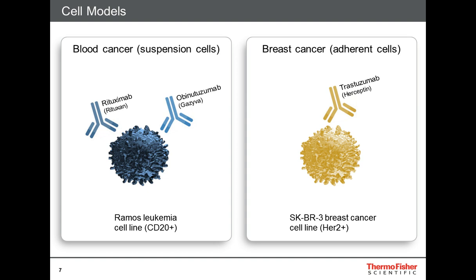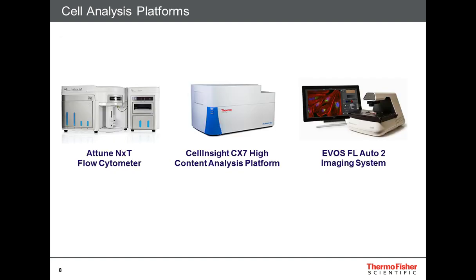First, let me show you the cell models we used in our lab to interrogate these processes. First, we have a blood cancer model with two very well characterized therapeutic antibodies, rituximab and obinutuzumab, both of which bind to the CD20 antigen on the surface of cells, such as these Ramos leukemia cells. Our second model, which is an adherent cell model, uses trastuzumab, or Herceptin, which binds to the HER2 receptor, as is present, overexpressed on the surface of these SKBR3 breast cancer cells. So both a suspension cell model and an adherent cell model.